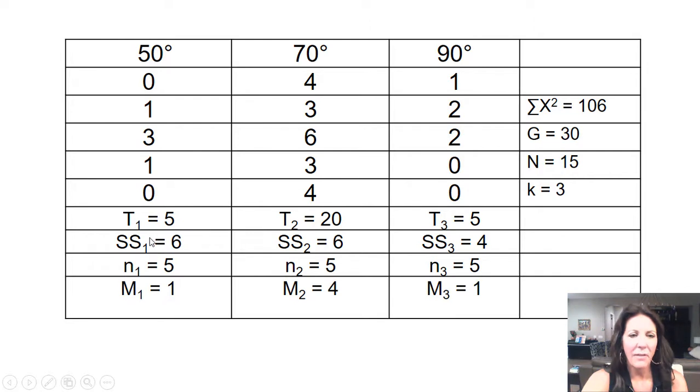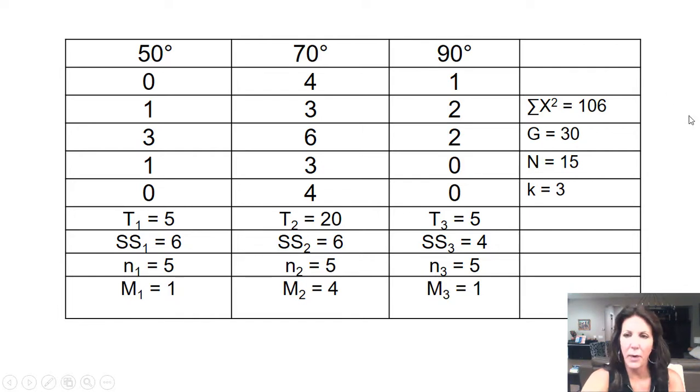For each group, I've calculated the sums of squares, so you don't have to worry about that. So for each group, group 1 has the sums of squares of 6, group 2, 6, and group 3 has the sums of squares of 4. Again, the N for each group is there. And then we also have the mean for each group. The mean for group 1 was 1, the mean for group 2 is 4, and the mean for group 3 is 1. And we want to know if there's a significant treatment effect. In other words, is there a significant difference between at least 2 of these groups?